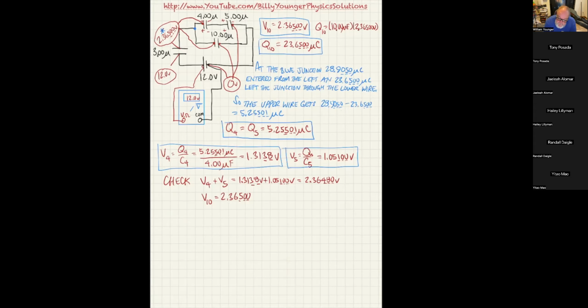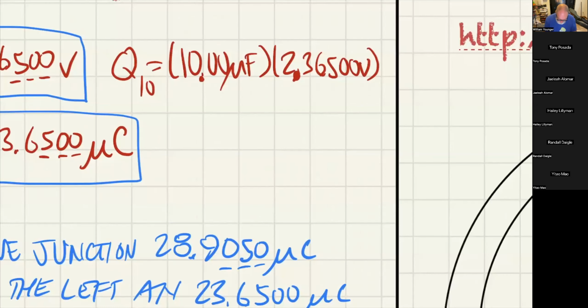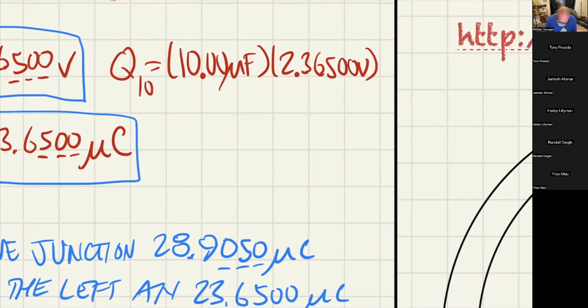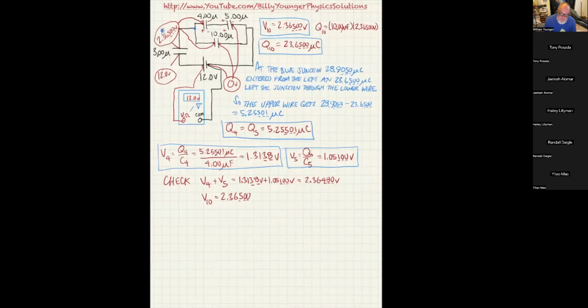2.3650. That's not very good looking. I tried to make the decimal a little more obvious, and I don't think I did a very good job. But anyways, let me fix this a little bit. Do this one too. So now I'm going to make this decimal clear. And I'm going to do something else with this one. There you go. Okay, so you got 23.6500.